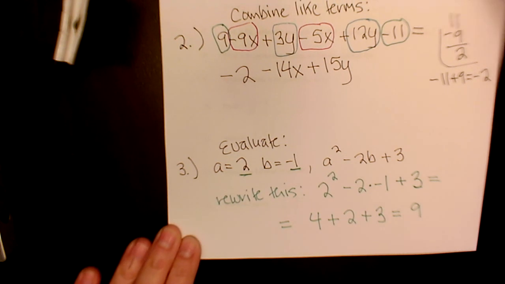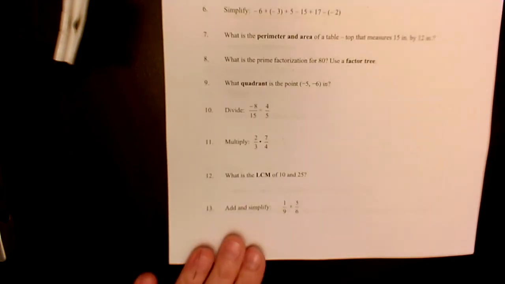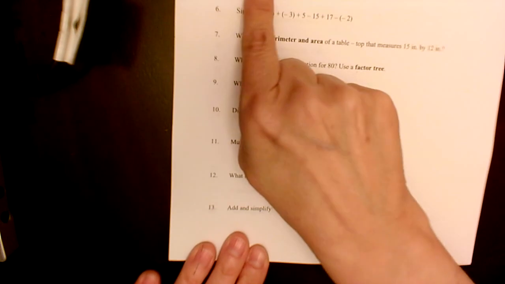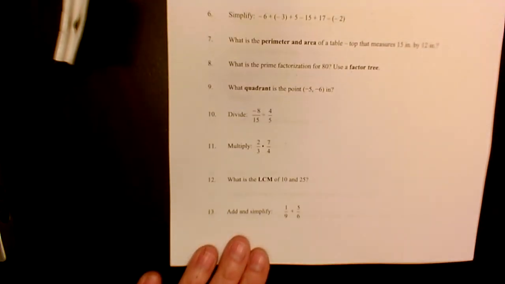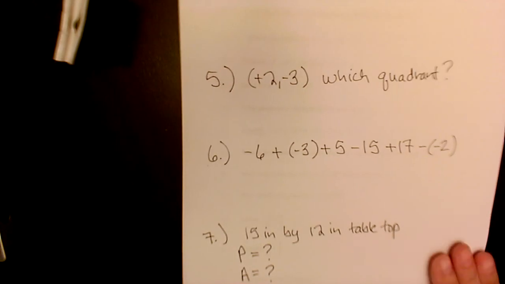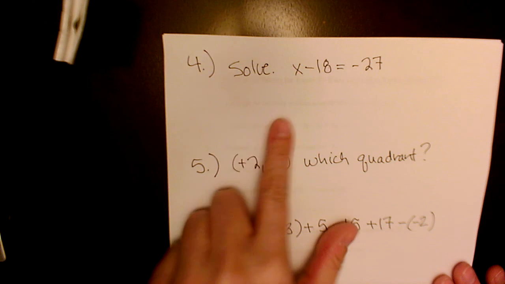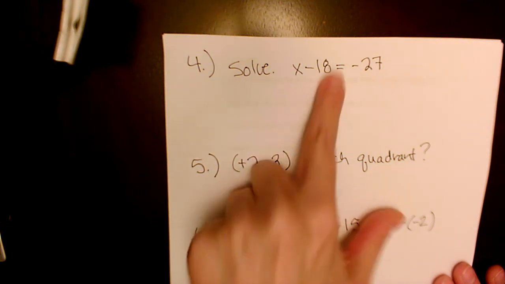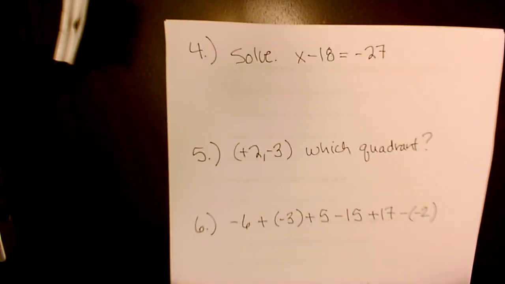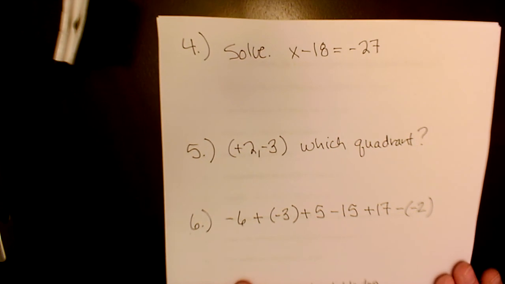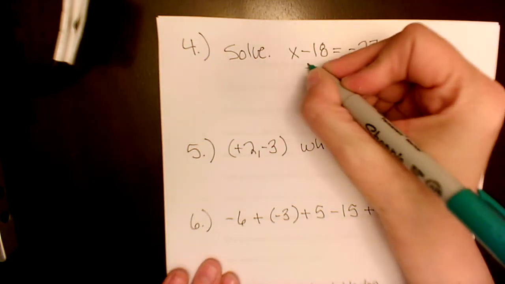Okay, I think I can do one more. So we did 1, 2, 3. Let's go to 4. So 4 is a solve. So that means I want to get x alone. I want to get rid of whatever's sitting next to the x. So I want to get rid of that minus 18. And how do I get rid of a minus 18? What's the opposite of that? Well, the opposite is adding.